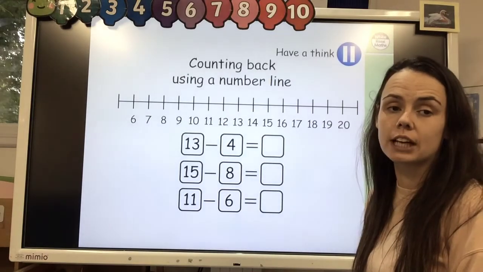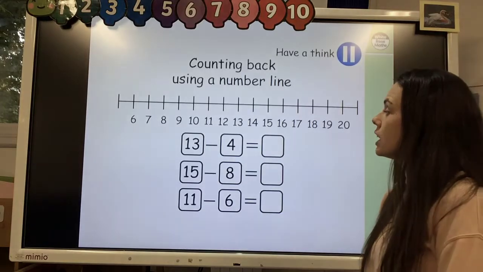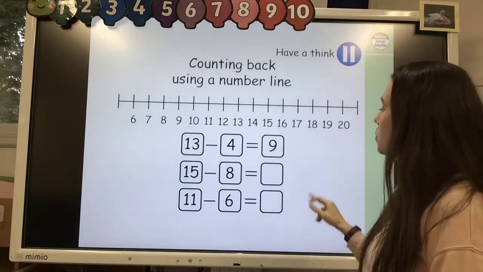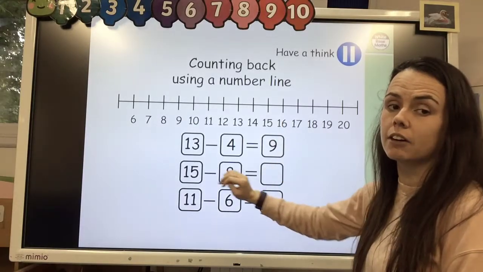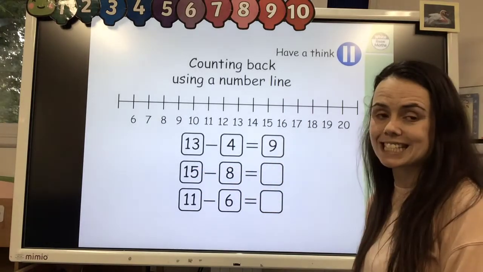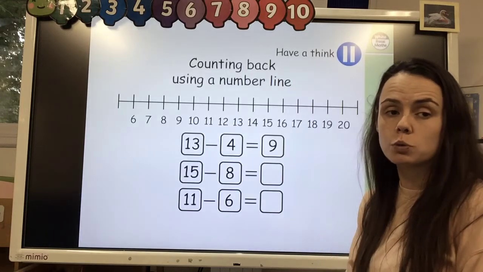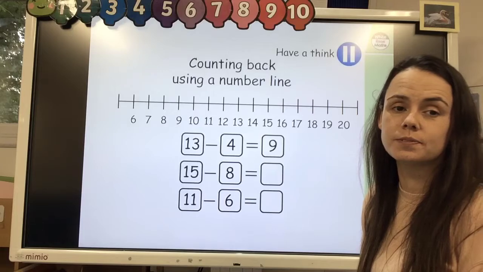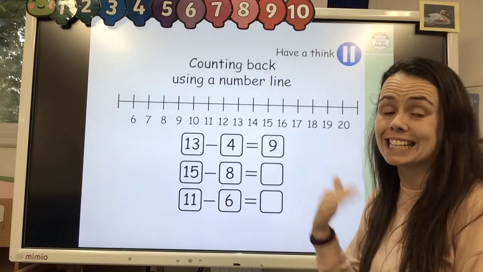Okay, let's have a look at counting back on the number line here. So 13 take away 4, we've just done that with Tiny. So we know the answer there is 9. Now 15 take away 8. So I would like you to show me on your number line 15. Now count back 8. That's quite a lot.